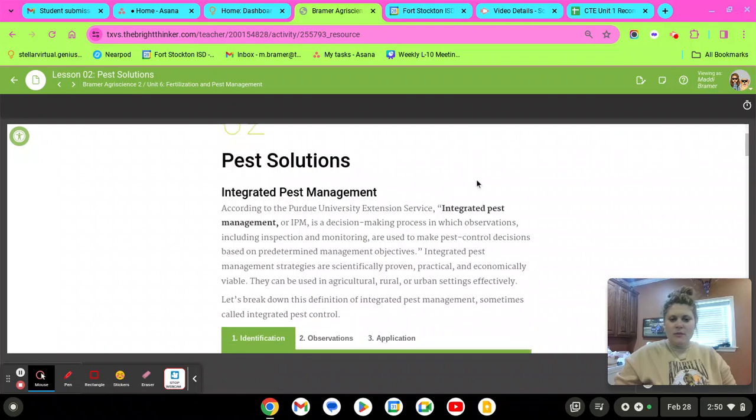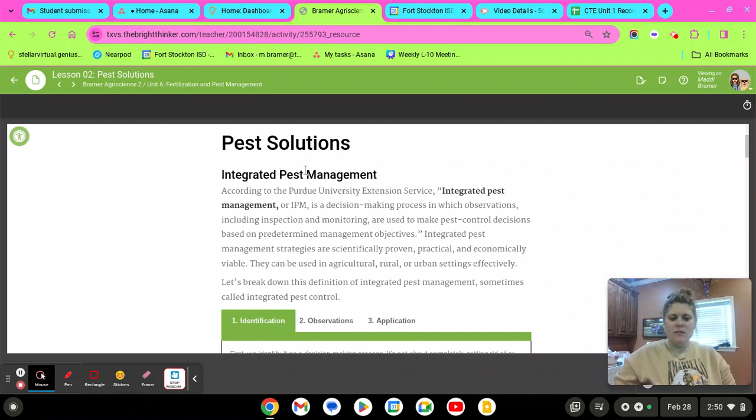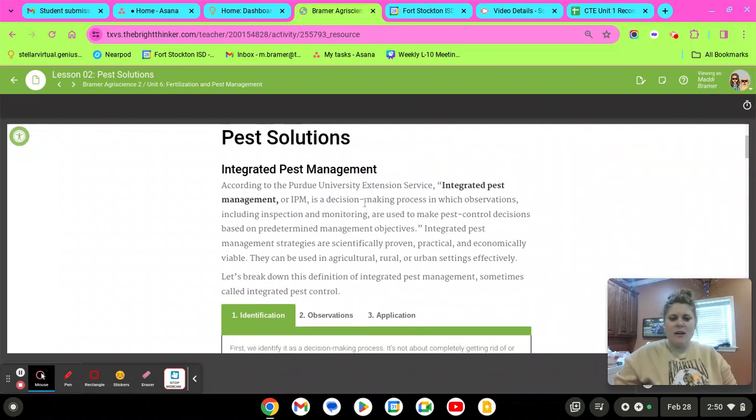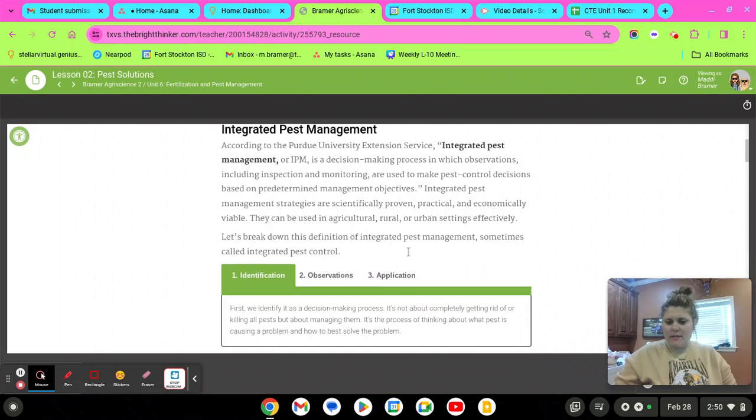All right, lesson 2, we're talking about solutions to those pests that we just learned about. So this is underneath integrated pest management, which is called IPM. It's a decision-making process where observations, including inspection and monitoring, are used to make pest control decisions based on predetermined management objectives. It's proven practical and economically viable. Basically, it's how they figure out the best ways to take care of pests.